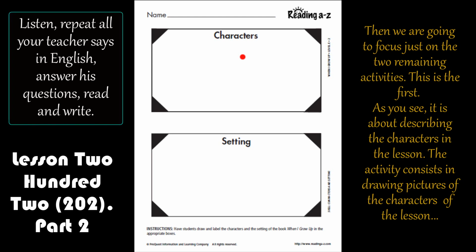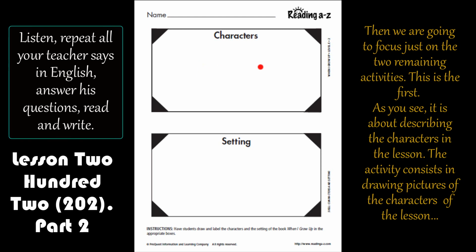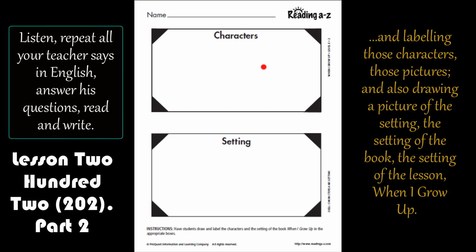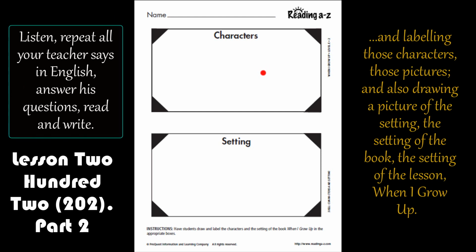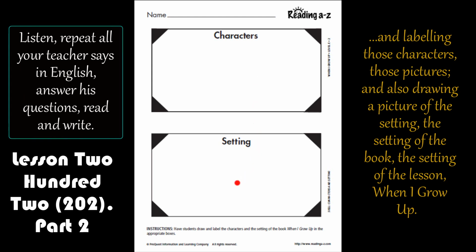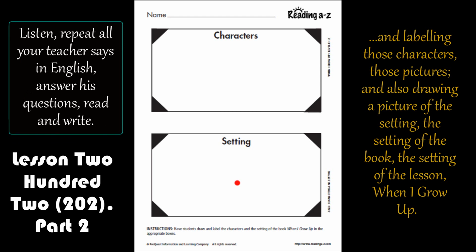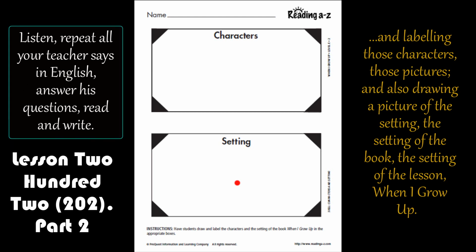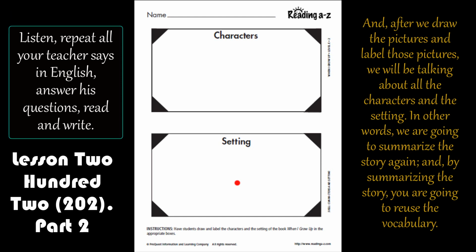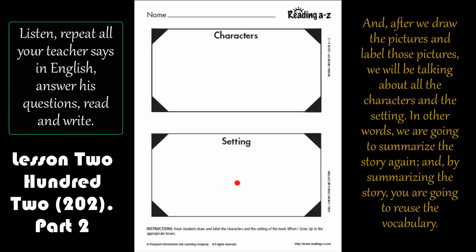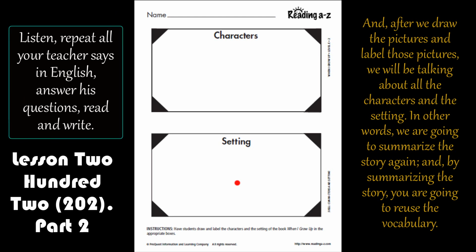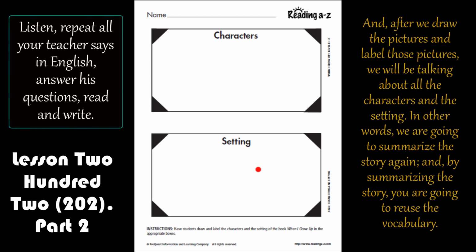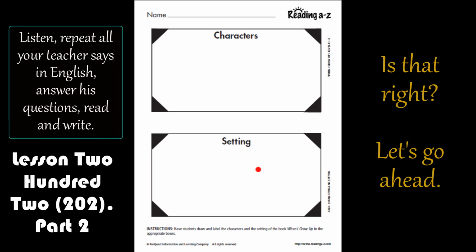The activity consists in drawing pictures of the characters of the lesson and labeling those pictures, and also drawing a picture of the setting of the book, the setting of the lesson, When I Grow Up. And after we draw the pictures and label those pictures, we will be talking about both the characters and the setting. In other words, we're going to summarize the story again, and by summarizing that story, you're going to reuse the vocabulary. Is that right? Let's go ahead.